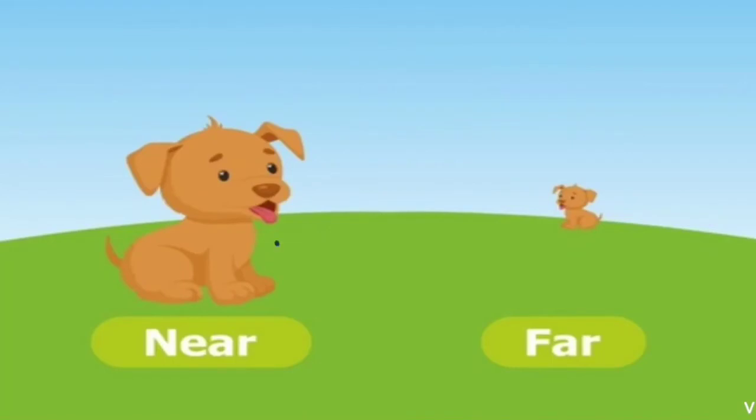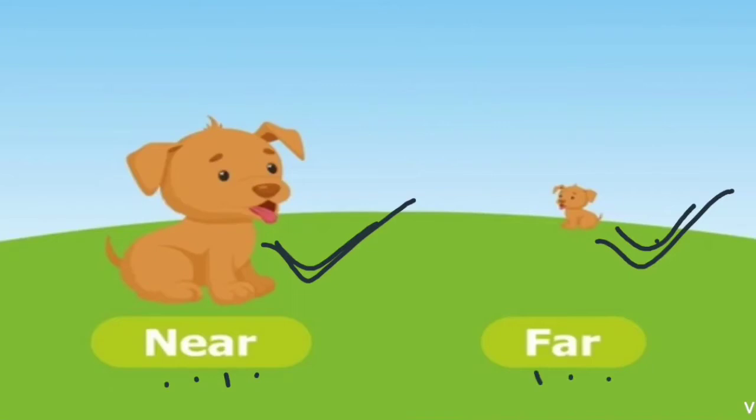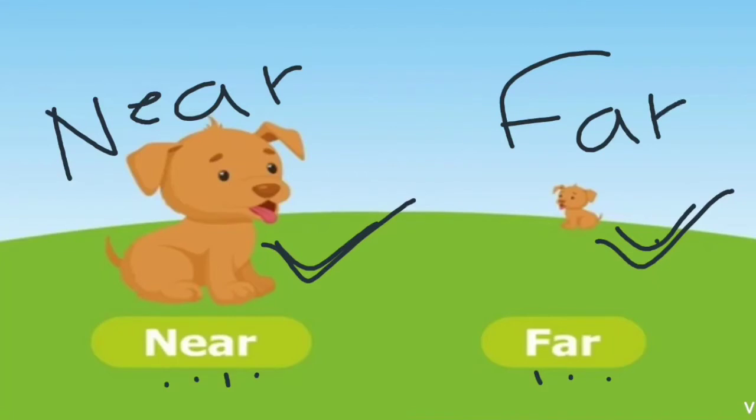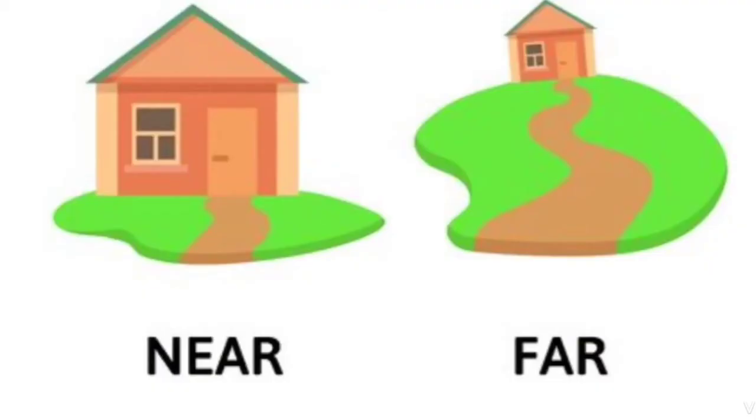Look at this picture. This puppy is looking bigger because it is near, and this puppy is looking smaller because it is far. Near, far. N-E-A-R, near. F-A-R, far. Learn and remember the spelling of near and far. Understood? Very good. See the next picture.